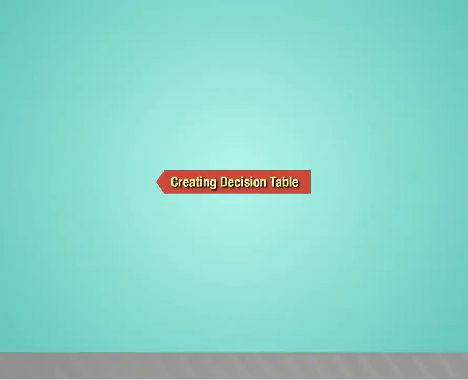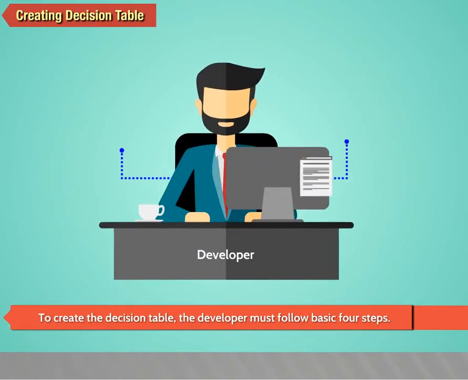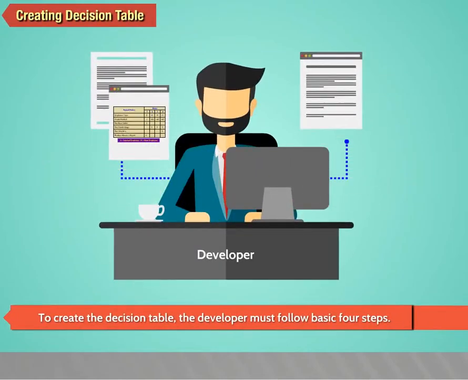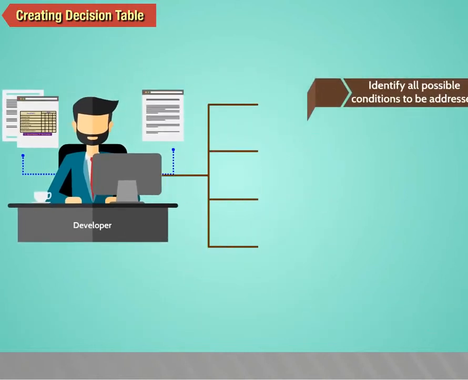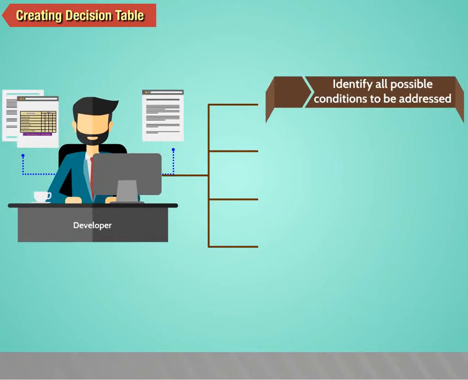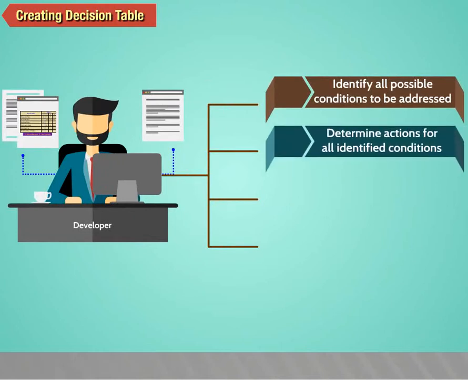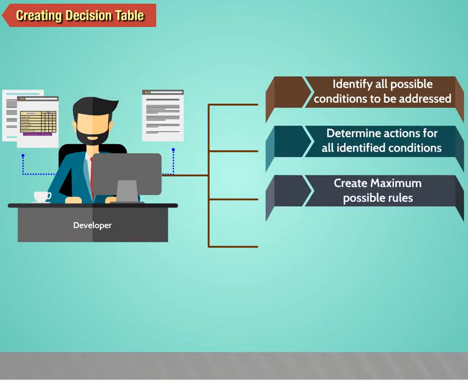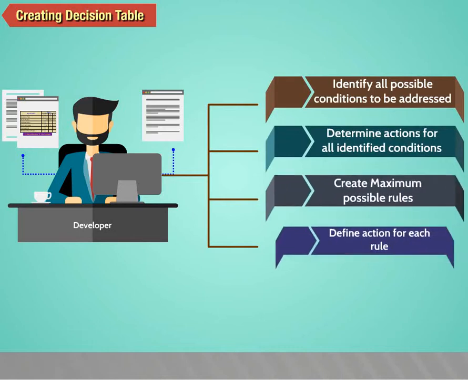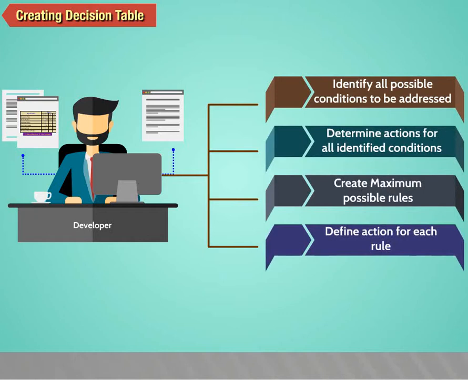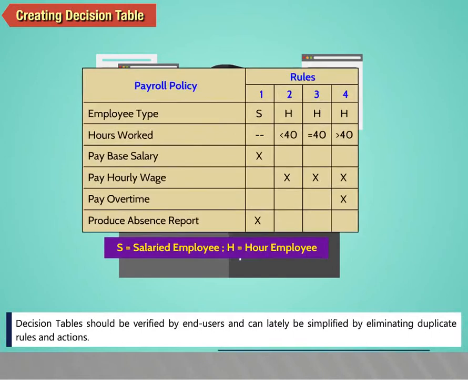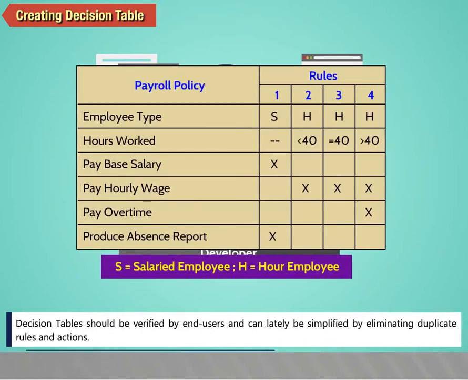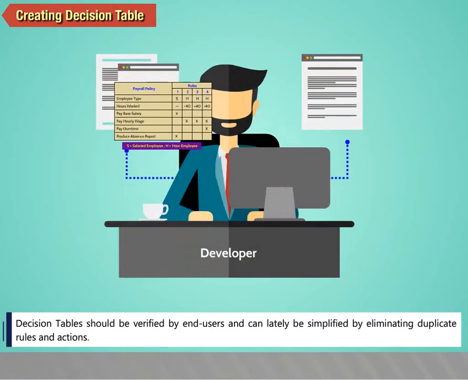Creating decision table. To create the decision table, the developer must follow basic 4 steps. Identify all possible conditions to be addressed. Determine actions for all identified conditions. Create maximum possible rules. Define actions for each rule. Decision tables should be verified by end users and can later be simplified by eliminating duplicate rules and actions.